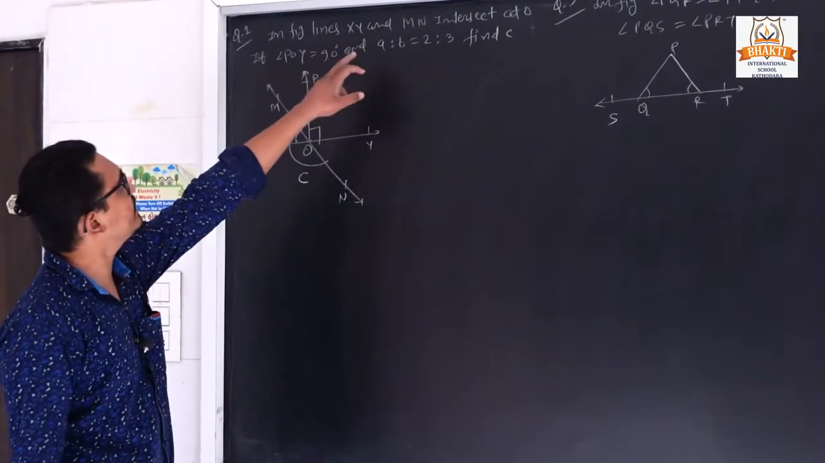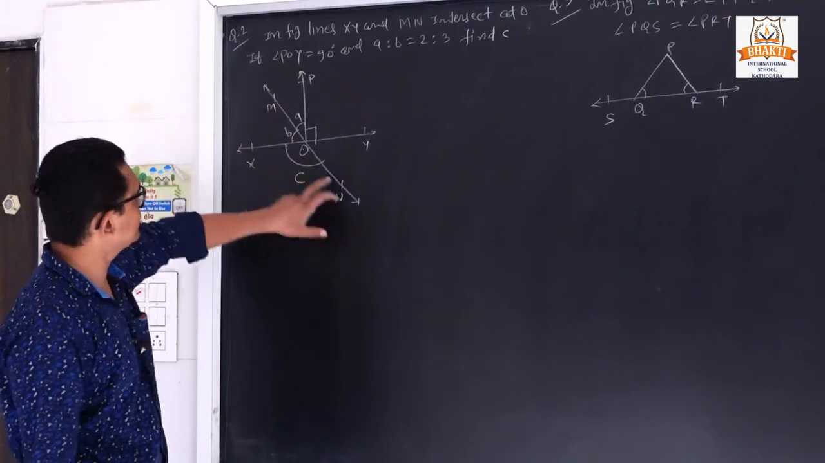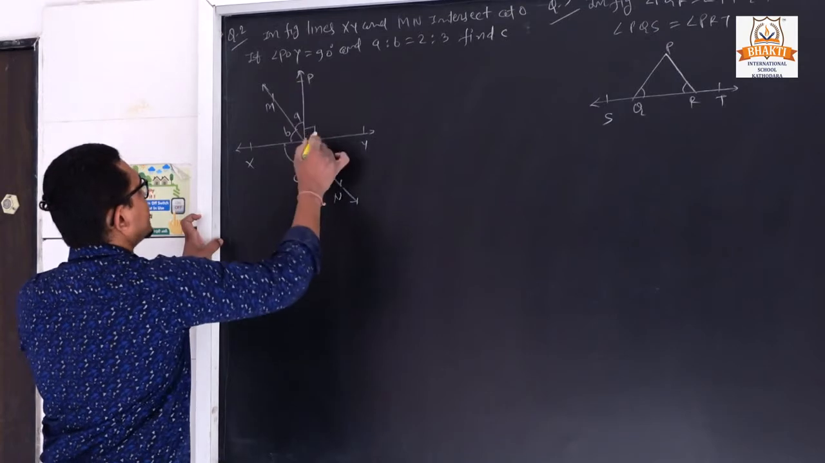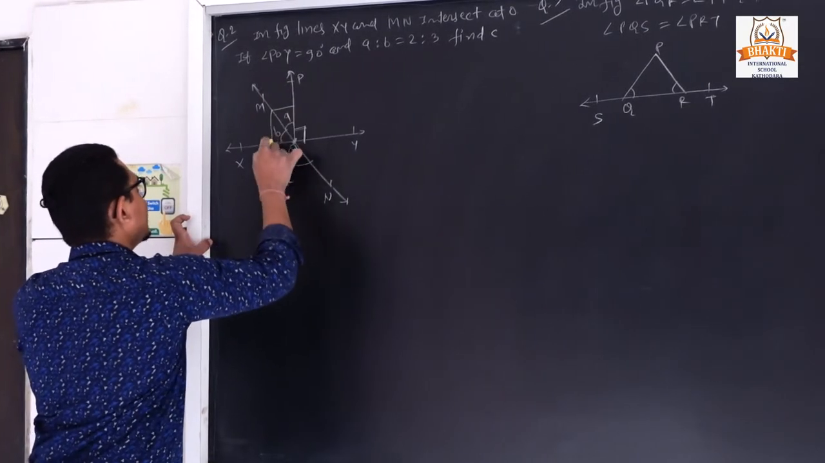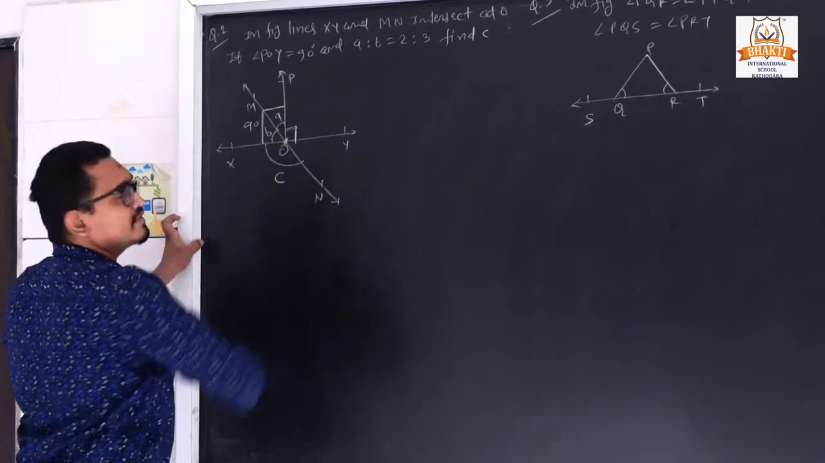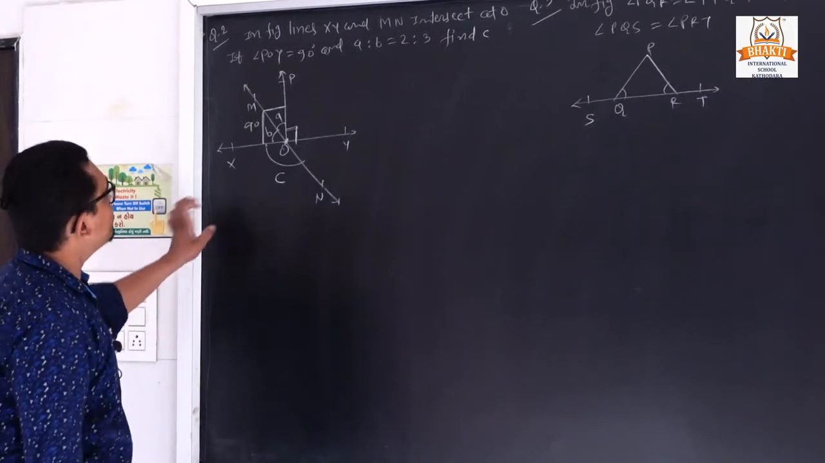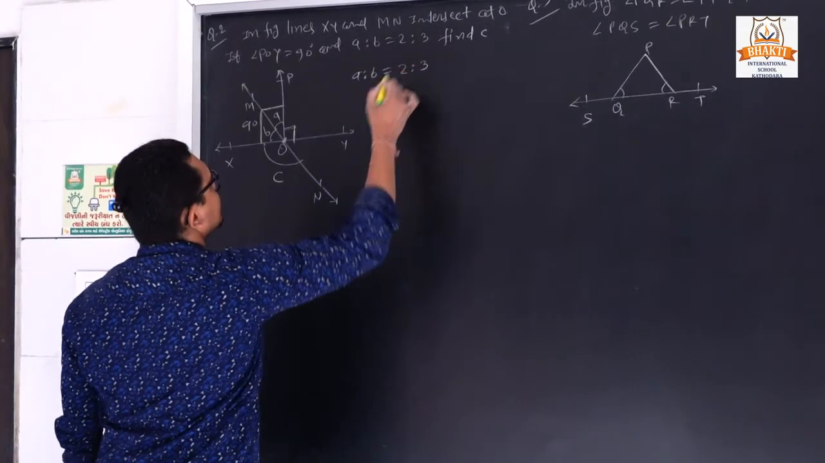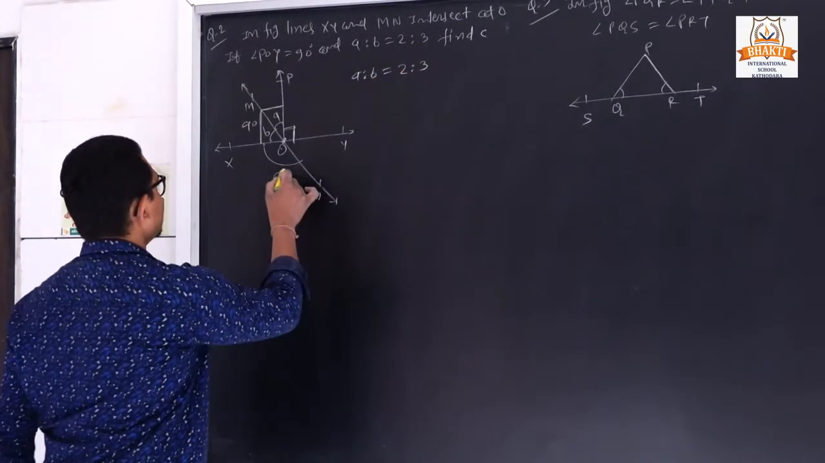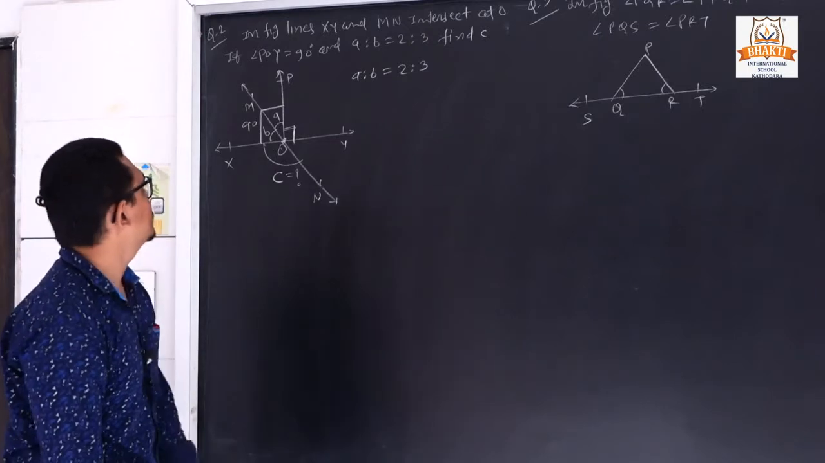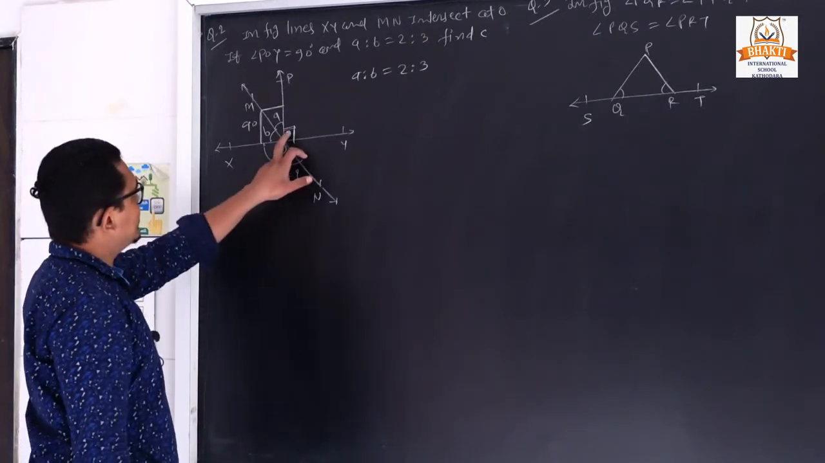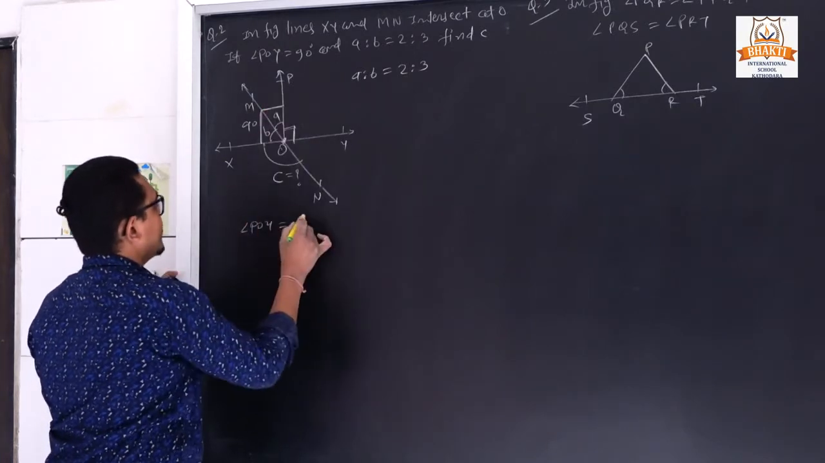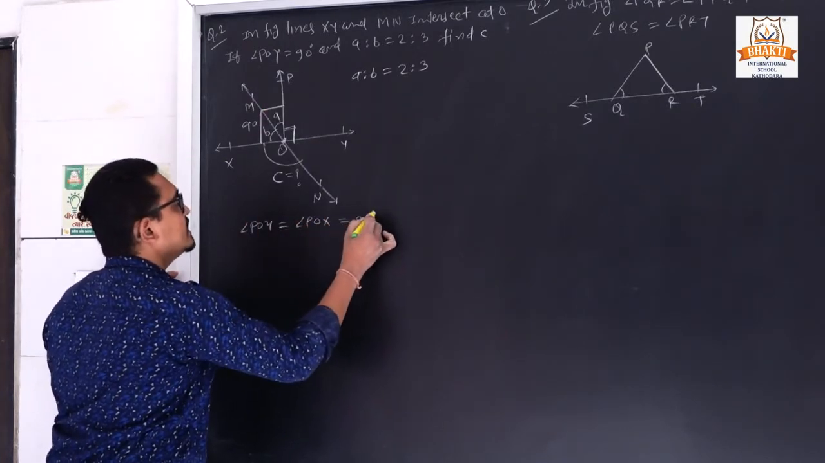Question number 2. In a figure, XY and MN intersect at O. So here it is MN and it is XY, both intersecting here. POY is 90 degrees. So this is 90, so this is also 90 degrees because of a linear pair. And the ratio is given, A:B is equal to 2:3. We need to find the value of C. So this is 90, this is also 90, because we can write angle POY is equal to POX, 90 degrees.